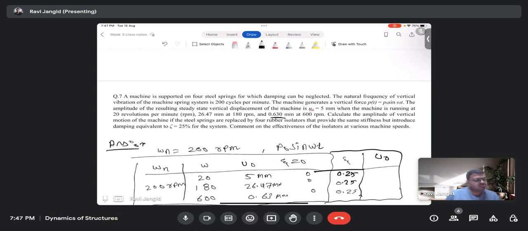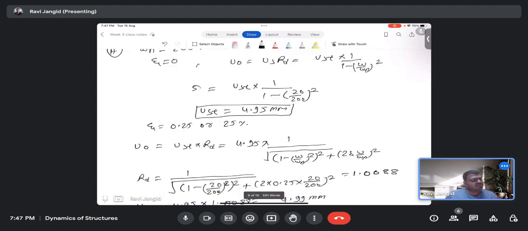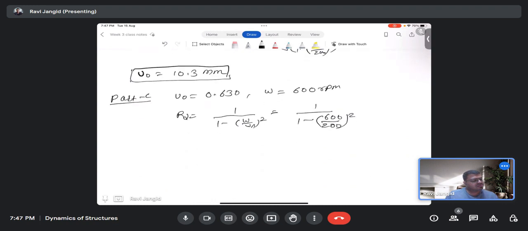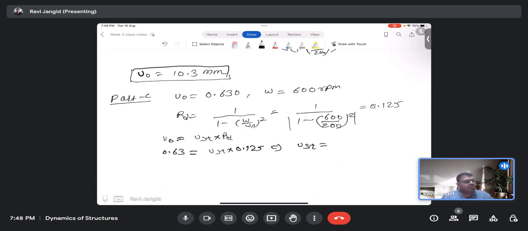Omega n is increasing, right? Yes. Okay, I will give you the explanation of why it is lesser. If you calculate this Rd, it comes out to be 0.125. u naught is given as 0.63, and ust into Rd, with Rd as 0.125, so your ust would be nearly 5.04 mm.